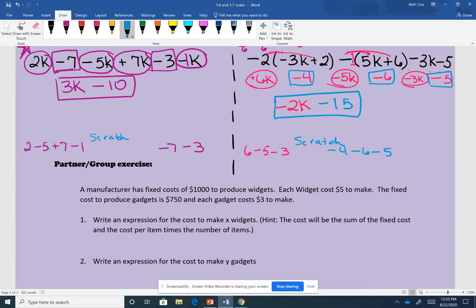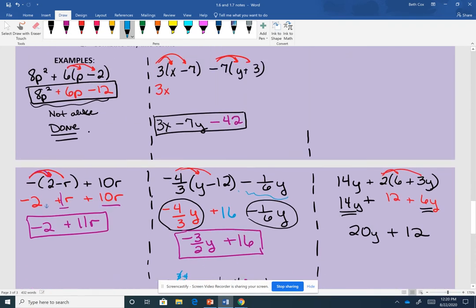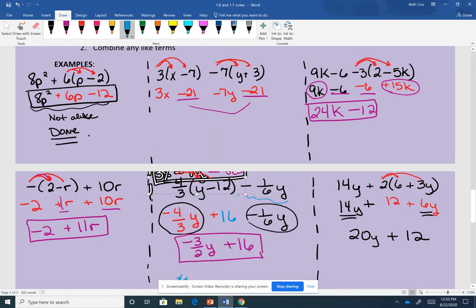Okay, this is the most important. Go back and review this over and over and over again. This is the most important. Simplifying expressions. Okay, this is the most important. All right, it's just math, y'all. You can do it.